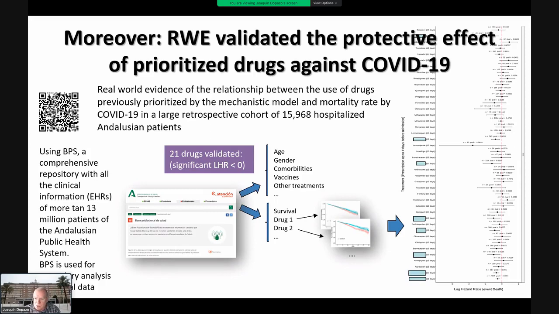So the idea was to use all the co-variables that we already know could affect the prognosis and evolution of the disease, and try to see if, under the same conditions, being a patient with a prescription of a given drug was better for you or worse for you. And in some cases it was clearly protective.